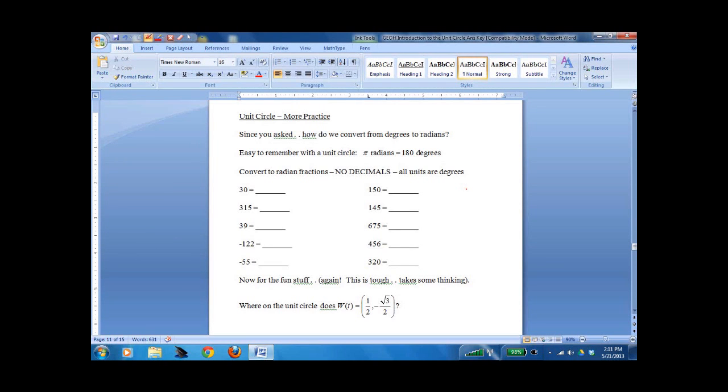Unit circle again with more practice, the second round of practice. A lot of people always ask, how do you convert from degrees to radians? And this is easy with the unit circle because pi radians is 180 degrees. You can just read it right off.